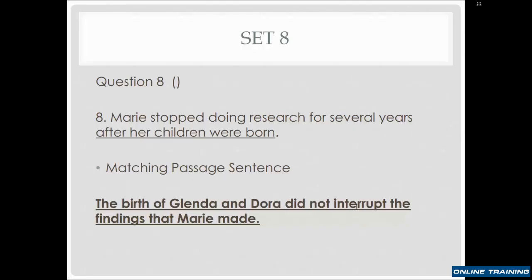Here it says did not interrupt the findings. Findings is the same as research. So here our answer will be false, because the question says that she stopped doing research. The sentence in the passage says did not interrupt, which means did not stop. Okay? So this is an example of an answer choice that would be false. All right, it's been changed. It's different. It's opposite. Change, different, opposite means false.